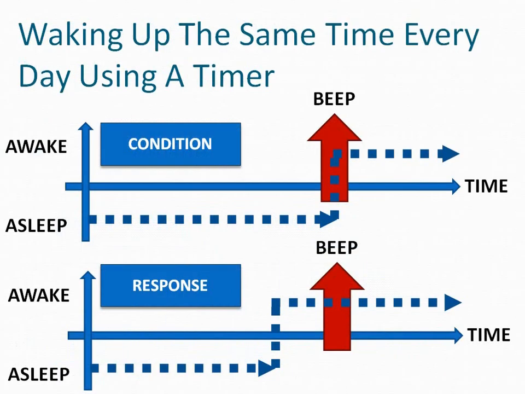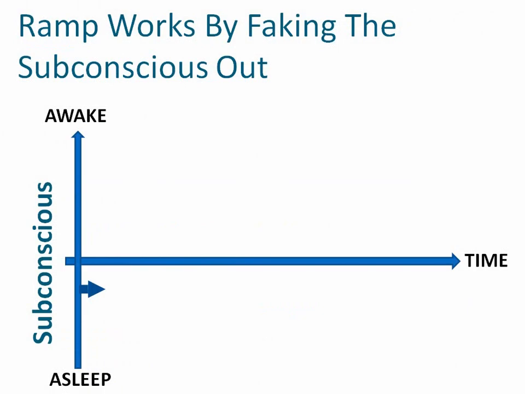Here's why. If you've ever used an alarm clock to wake up at the same time each morning, you may have found that you started waking up 5 minutes before the alarm actually started beeping. You had conditioned the subconscious to expect the beep, but it does not like to be shocked awake. So its response is to wake you up before the beep. You can use this effect to your advantage by faking the subconscious out.